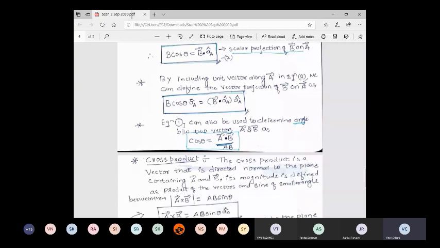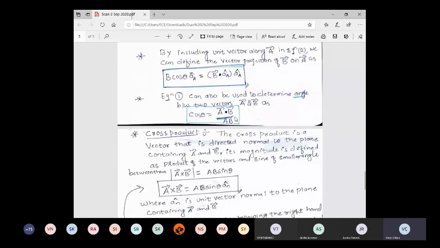Okay, and you could see that even equation 1 is useful to determine the angle between two vectors A and B, that is, cos theta is equal to A dot B divided by AB.